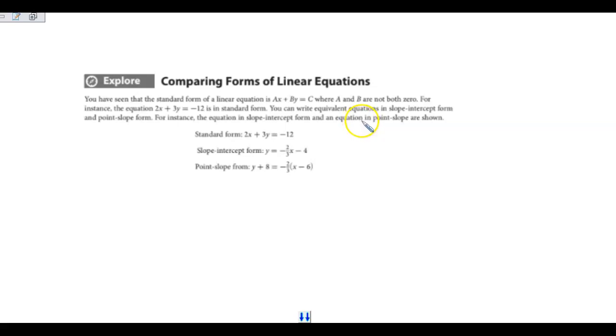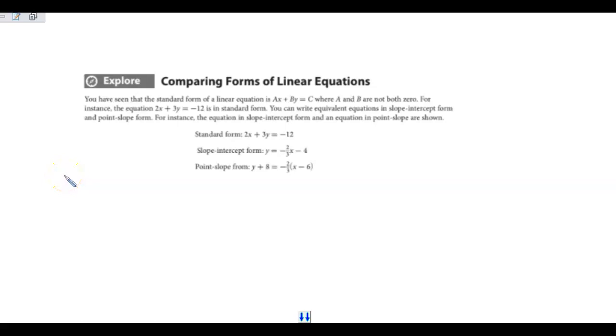For instance, in the equation 2x plus 3y is negative 12, 2 would be A, 3 would be B, and C would be negative 12. You'll also notice that the A, B, and C are all in capital form, and that x and y are in lowercase form. We can write equivalent equations in the slope-intercept form and point-slope form.